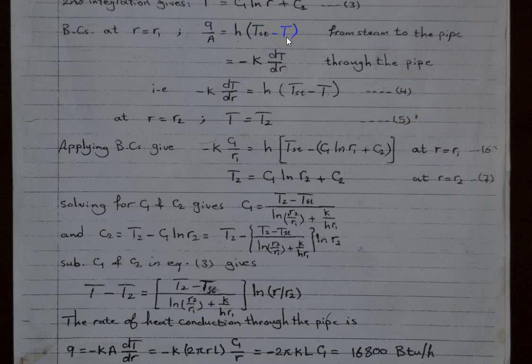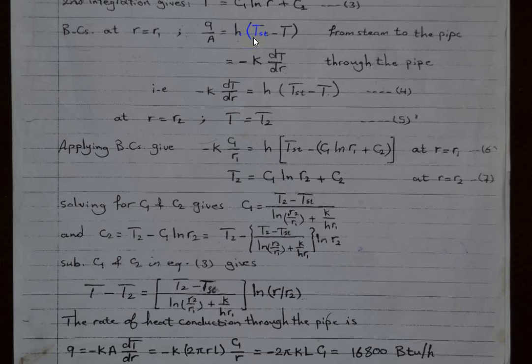T is the inner radius or the inner lining or the inner surface temperature, as you can see, from the steam to the pipe. This is from the steam to the pipe. We use two equations in this question.